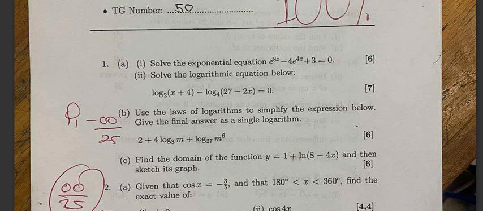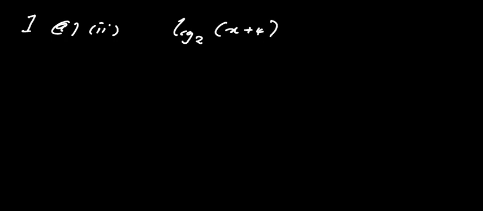They want us to solve a logarithmic expression whose bases are not the same. You're able to see the base here is a 2, the base here is a 4. We have to change the one with the bigger base to have a smaller base. So this is question 1, part 2 of A. They're saying log base 2 of (x plus 4) minus log base 4 of (27 minus 2x) is equal to 0.